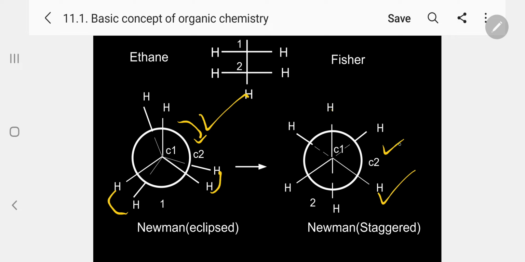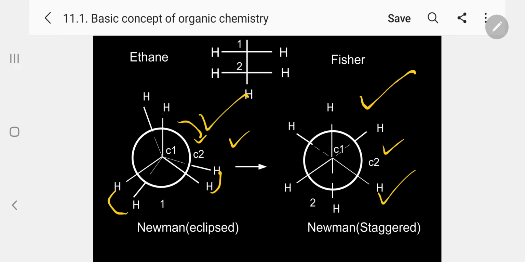So in this position, two hydrogen atoms are far away from eclipse. That's why staggered is more stable than eclipse. Please follow, understand this one. When you take these two hydrogen atoms, the distance between them in staggered conformation is far, so proton or electron repulsion will be minimum, more stable.